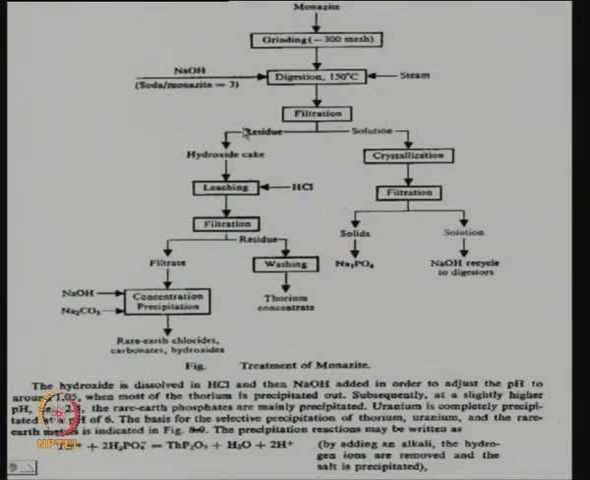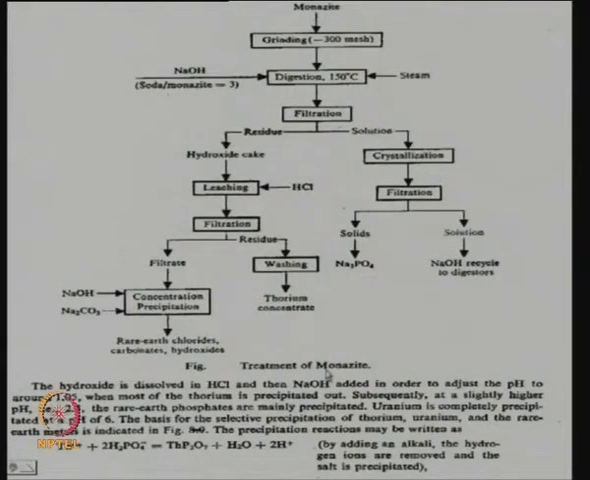So, once you have a hydroxide cake, that has to be leached by HCl, and after filtration there will be a residue which will be thorium concentrate, because this acid has not dissolved thorium, but it has dissolved the rare earth chlorides, carbonates, hydroxide. So, we separate here thorium and rare earths. The rest of the things are not of much interest to us, excepting that in this process we can regenerate sodium hydroxide, which will be recycled to the reactor.